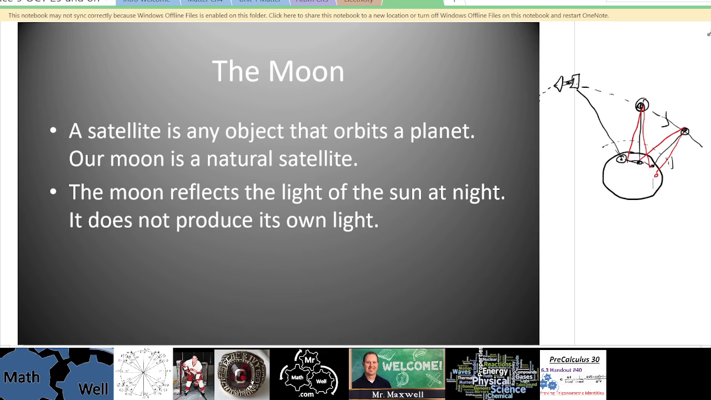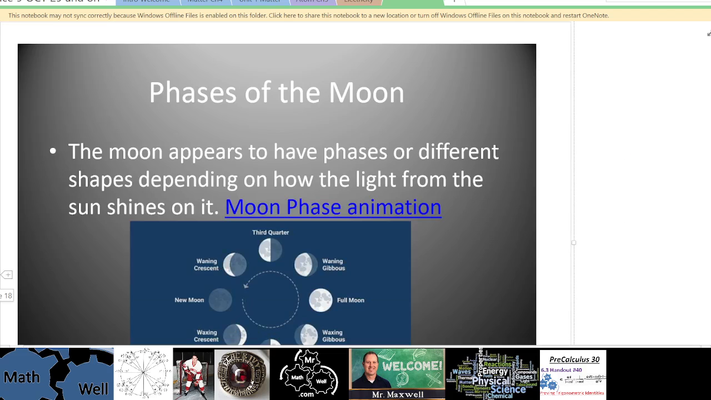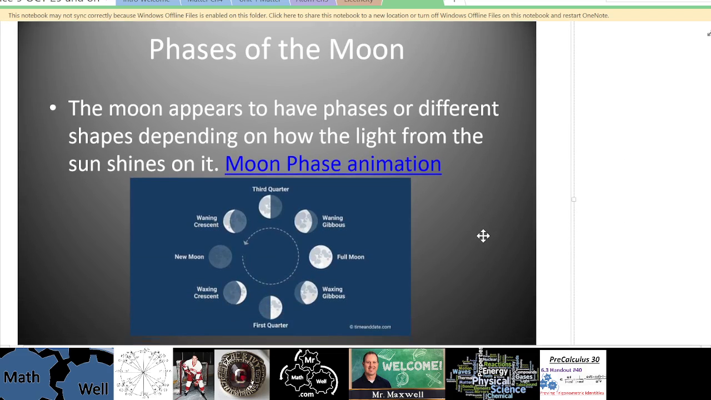Okay, so our moon reflects light of the sun at night. It does not produce its own light. I think you guys know that. And the reason why we have the phases of the moon is because we can see the sunlight on the moon a little bit differently. So let's see. Here we go. We're going to do phases of the moon here. This is the next slide.